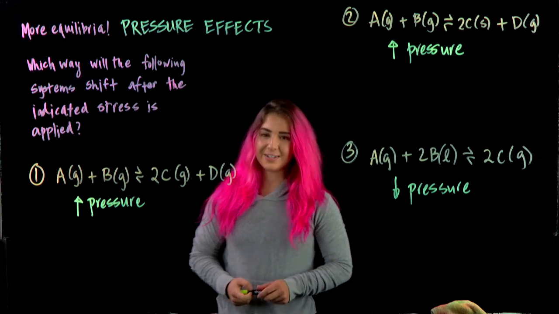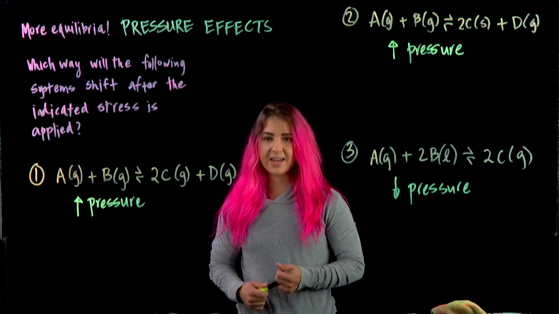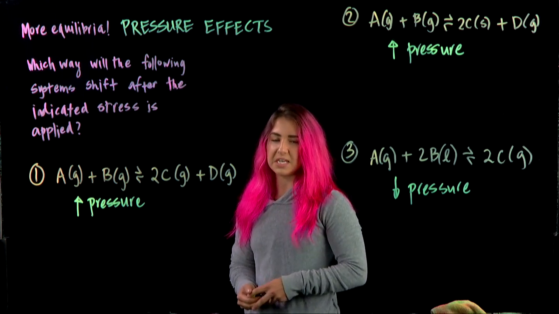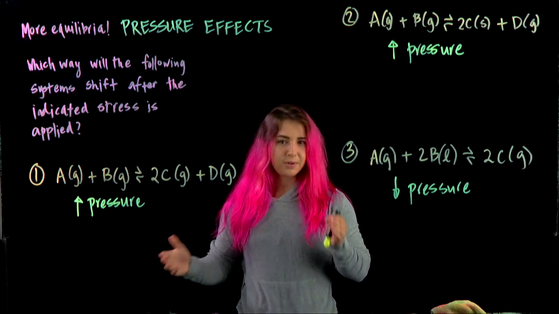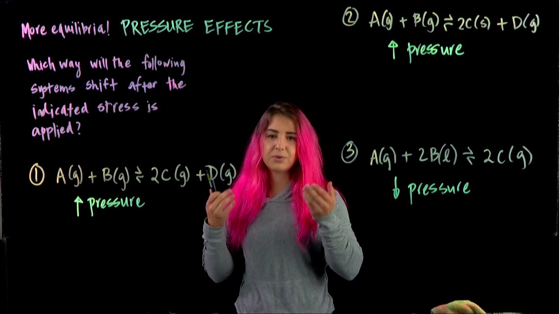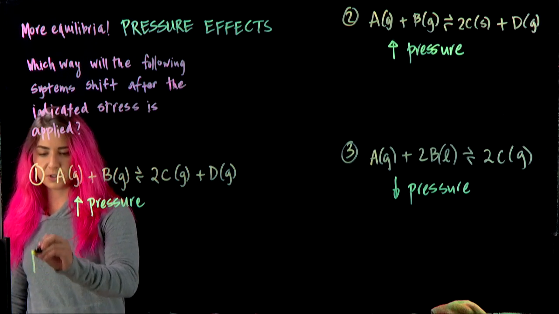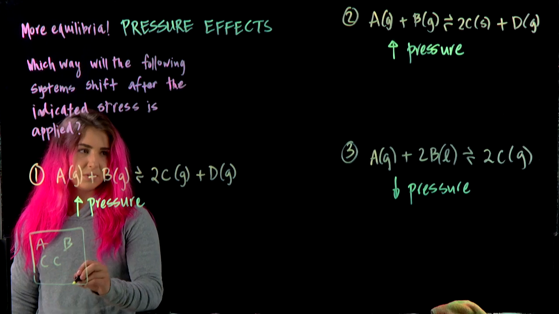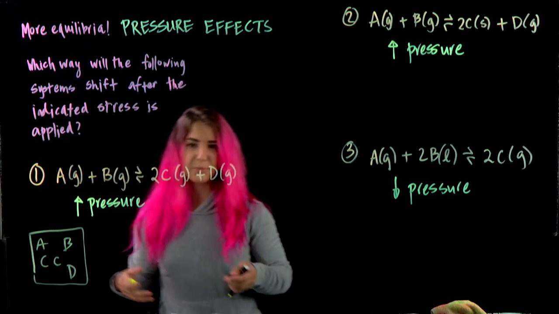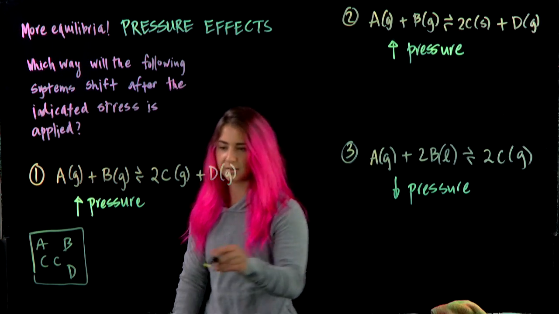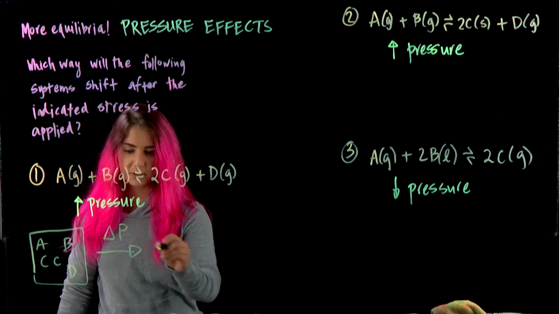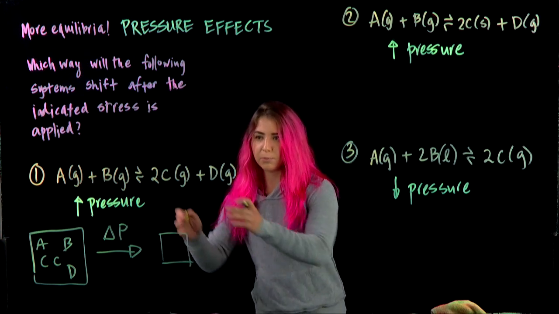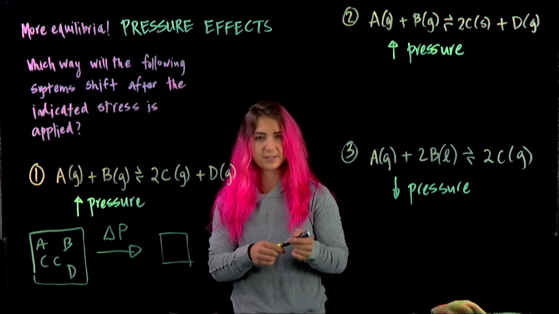In this first question, we have 2 moles of gas, A and B, in equilibrium with 3 moles of gas, 2 moles of C, and 1 mole of D. We want to know which way this equilibrium will shift, right or left, when we increase the pressure. If you're a visual learner, we have this box filled with A, B, 2 C's, and a D. If we're increasing pressure, that means the box is going to get smaller. We're going to make this box really small, and we want to know what the composition of the final box is. Is it going to have more A and B, or more C and D? Which way is it going to shift?